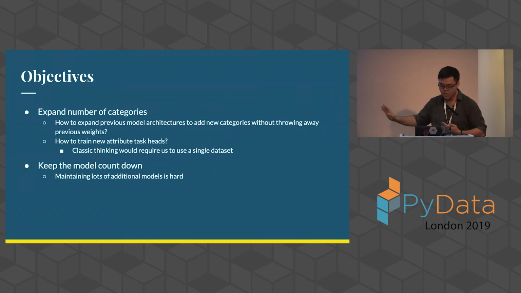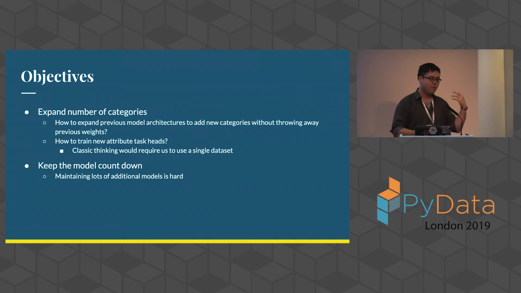So once you can figure out how to add on those new task heads, the next step is how to train them. While we have very traditional methods, which are based around having a single data set marked with all of our classes, our team at Shoprunner was wondering, is there a better way that we can do that?